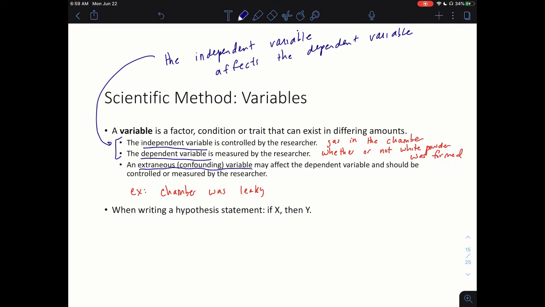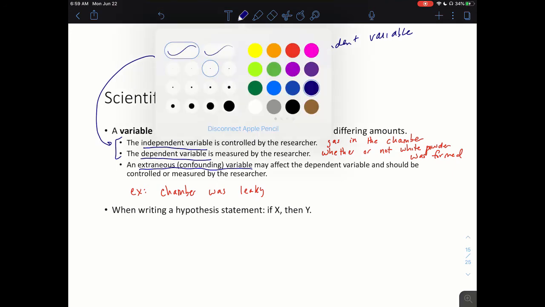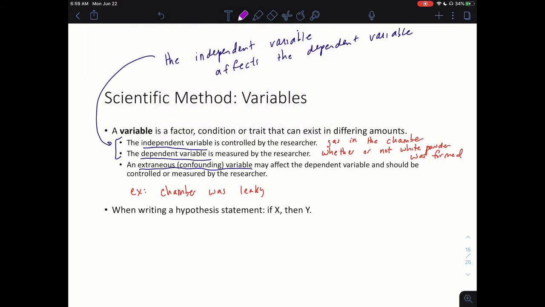Now, when we write the hypothesis statement, we write if X, then Y. What do I mean by that? Well, the independent variable, this is X. The dependent variable, this is Y.